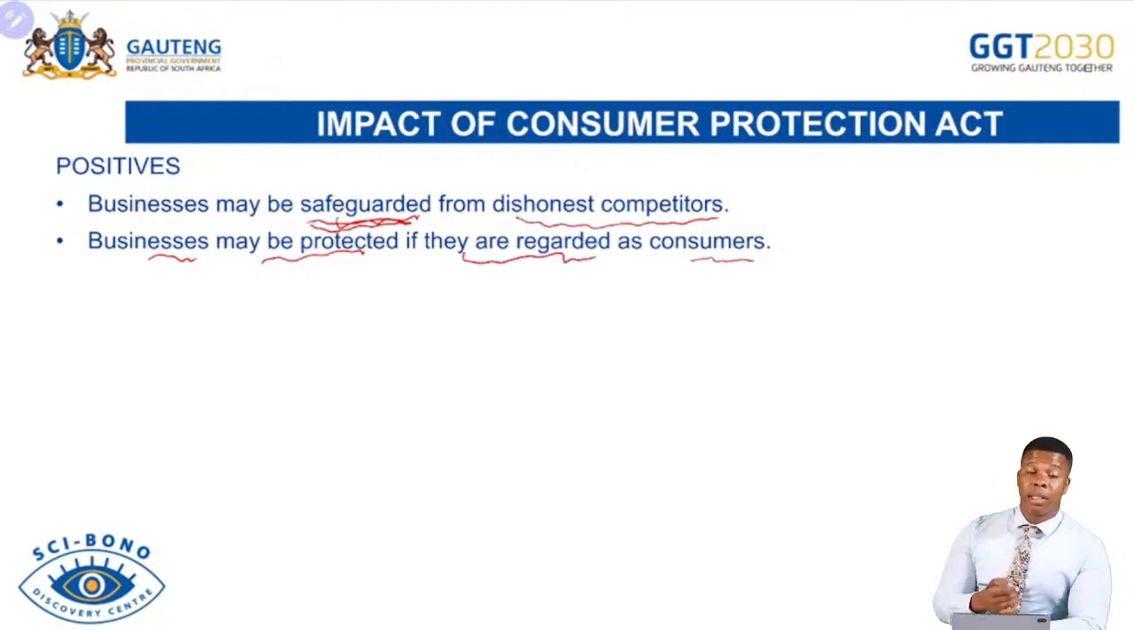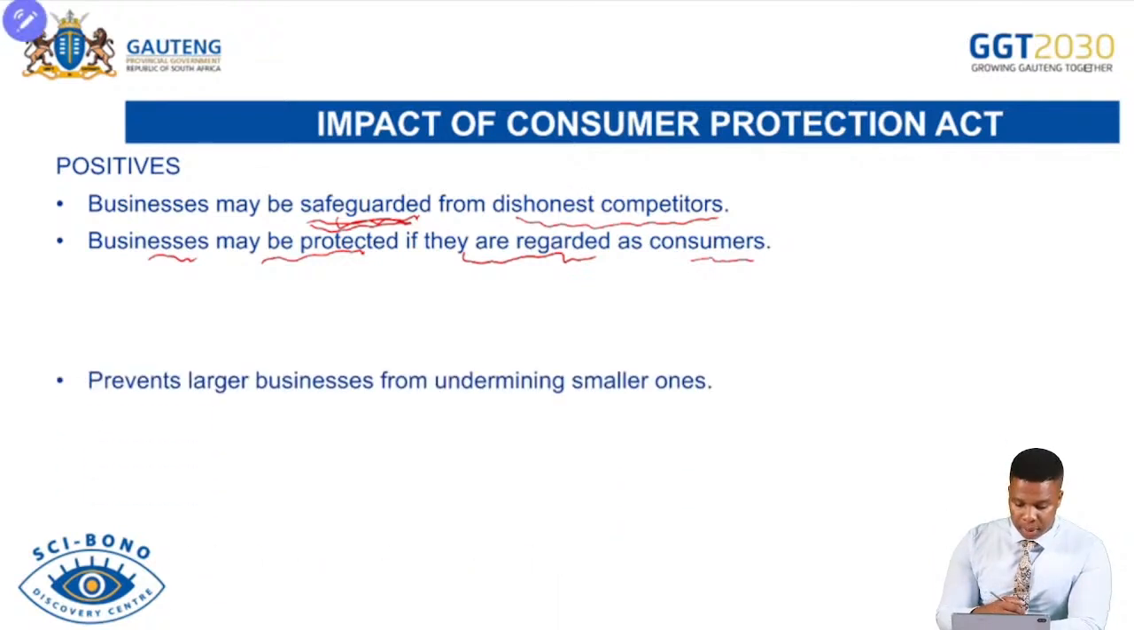And then another advantage is that businesses may be protected if they are regarded as consumers. So if a business is buying from a supplier, then that business is considered to be a consumer. So the business gets to be protected in the process of buying their goods and services.